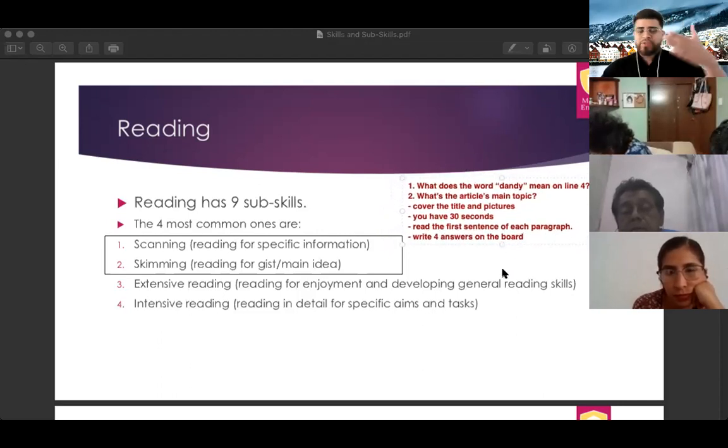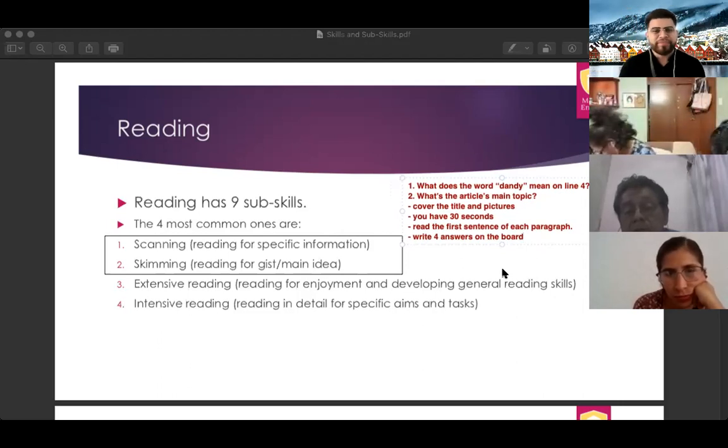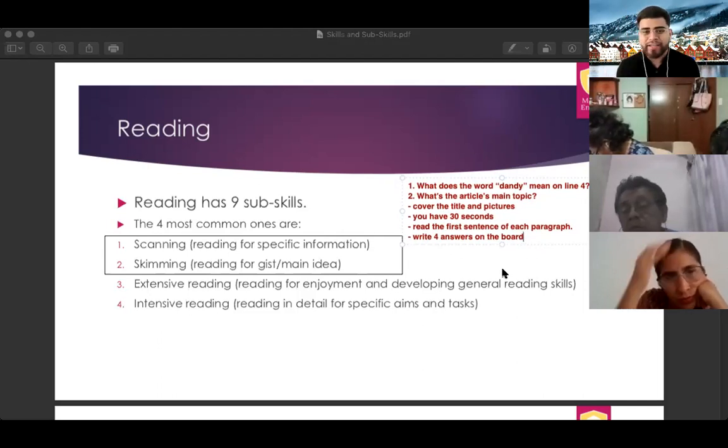Maybe you guys use this skill too whenever you go to the supermarket. Whenever you go to the supermarket and you're waiting to pay for your groceries, you see an interesting picture in the magazine. You open the magazine and you want to know what the picture is about. Okay, you're finding the general idea.